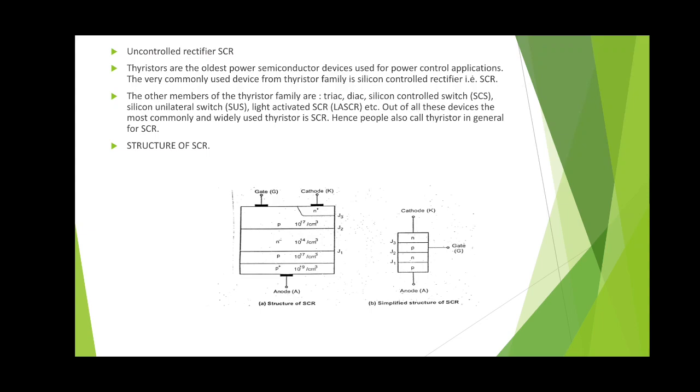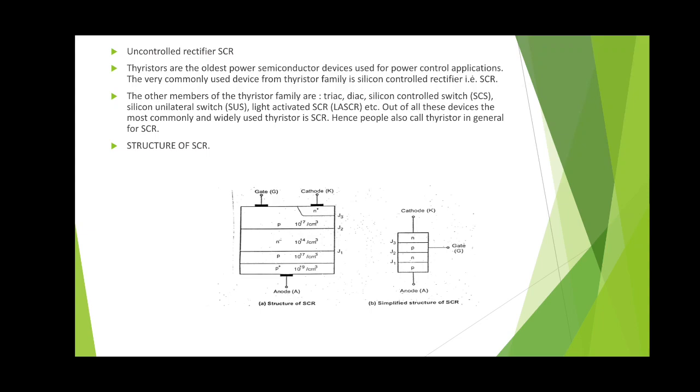The P plus layer is doped at the concentration of 10 to the power 19 per centimeter cube. The P layer is doped at 10 to the power 17 per centimeter cube. So the P and P plus layers form the anode of the SCR. The thickness of this P layer is 30 to 50 micrometer.